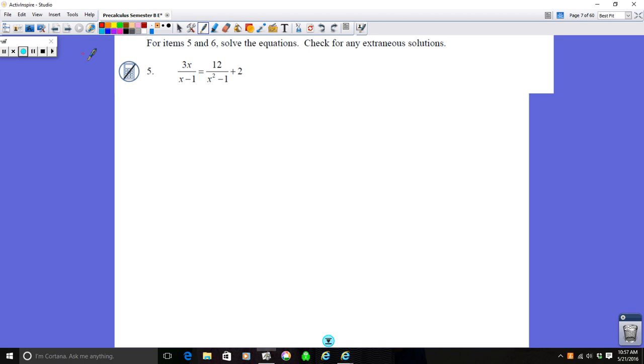Next problem here. Solve these equations. So what we're looking for is a least common denominator. This x squared minus 1, you might want to factor to recognize that it's going to be x plus 1 times x minus 1. So that is our least common denominator. Our first term has an x minus 1. So we have a 3x over an x minus 1, and this needs an x plus 1 in the denominator.